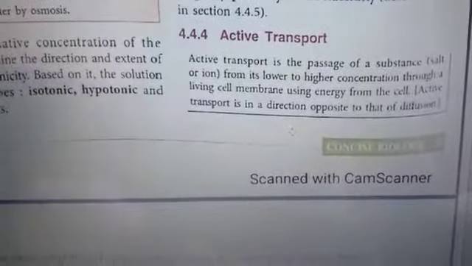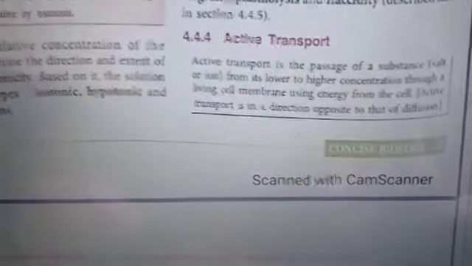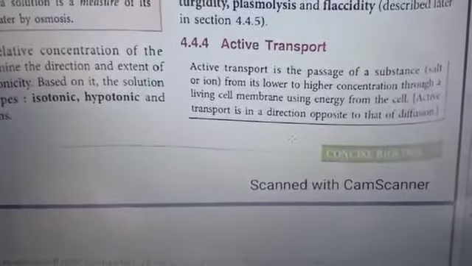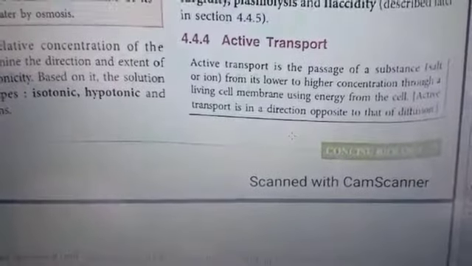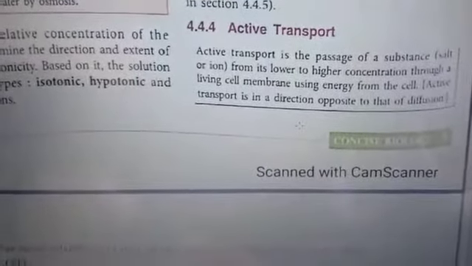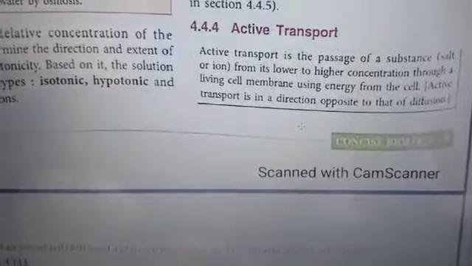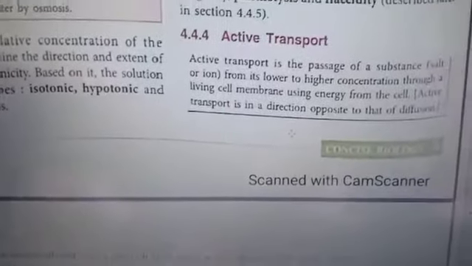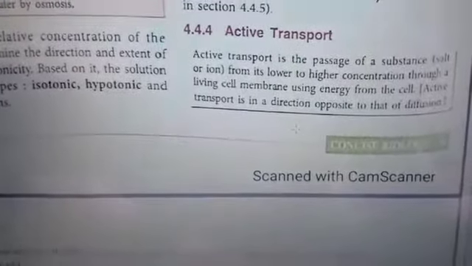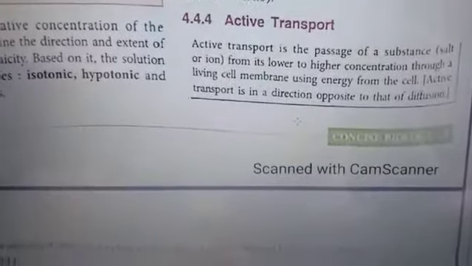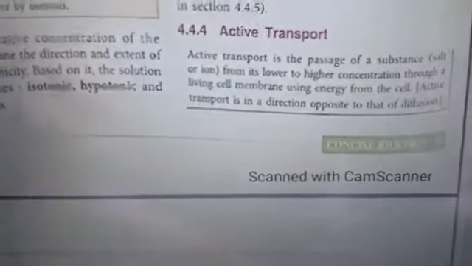Up till now, whatever we have seen, starting from diffusion only, all the kinds of movements are from higher concentration to lower. But active is the only transport which is from lower concentration to higher. Thus, it also needs energy because it is moving in the opposite direction. I'll give you an example.